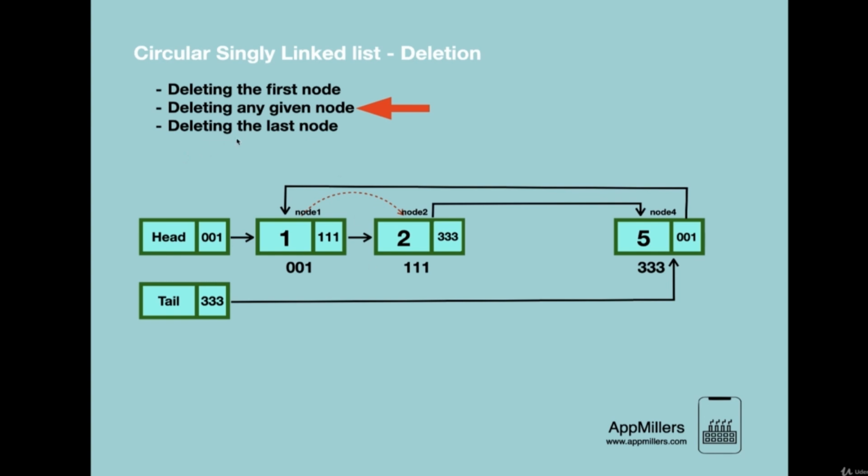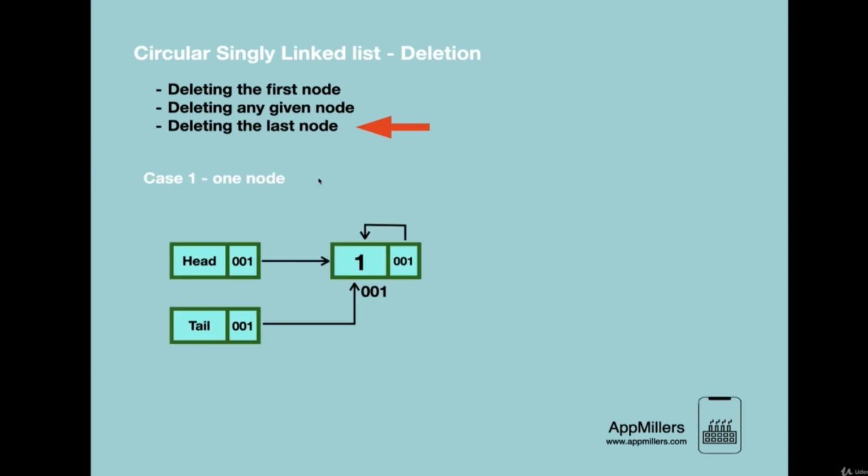Now let's continue to the last case, which is deleting the last node from circular linked list. So here again we have two cases. The first case is similar to the one which we had in deleting the first node from the circular single linked list. Here again, the first thing that we are going to do, we will update head reference to null.